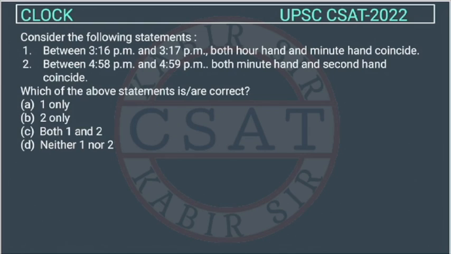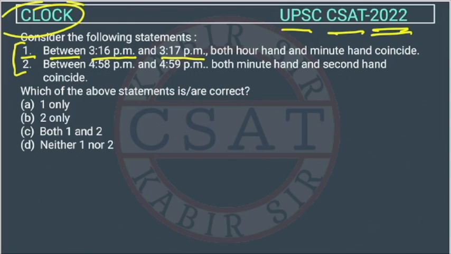This is a question of clock asked by UPSC in the CSAT paper of 2022. Consider the following statements. So they have given two statements. First statement: between 3:16 p.m. and 3:17 p.m. both hour hand and minute hand coincide, right? So we have to tell at what time, right? So between 3:16 and 3:17 they coincide. Whether this statement is correct or not, we have to find out.